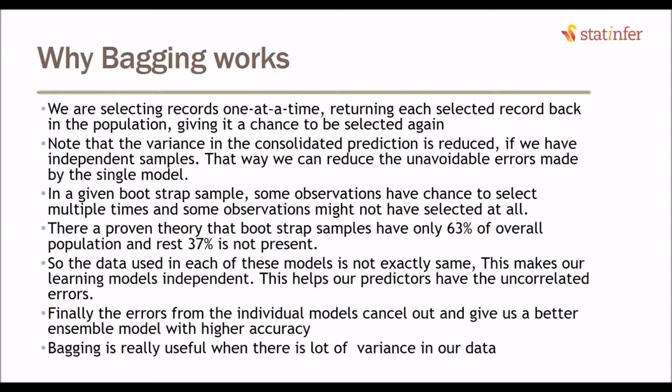That means set 1 and set 2 might not have a lot of observations in common. So the data used in each of these models is not exactly the same. At maximum it will be 63% the same. This makes our learning models independent.